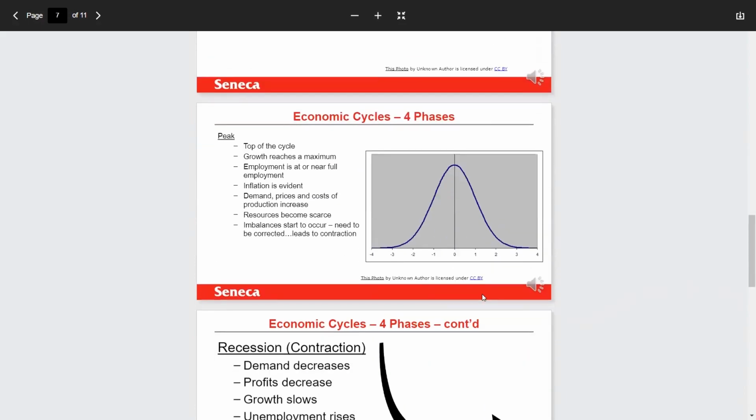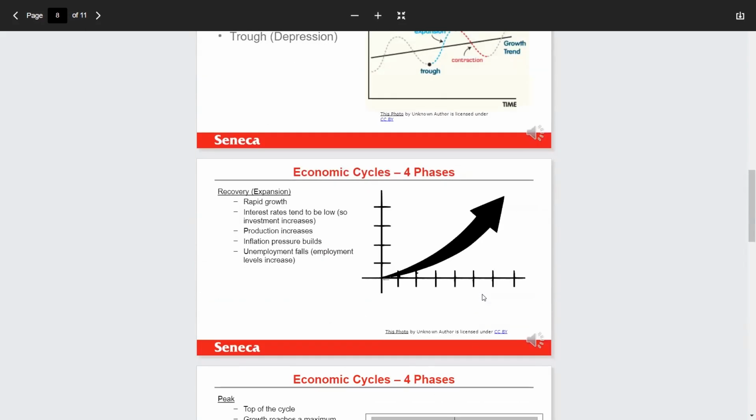Economic cycles, 4 phases: peak is the top of the cycle, growth reaches a maximum, employment is at or near full employment, inflation is evident, demand, prices, and costs of production increase, resources become scarce, imbalances start to occur that need to be corrected, leading to a contraction.